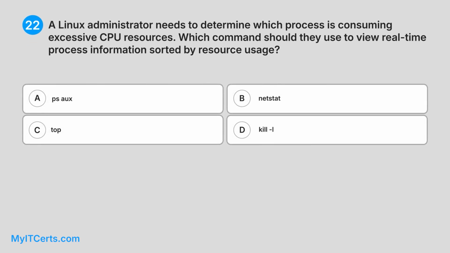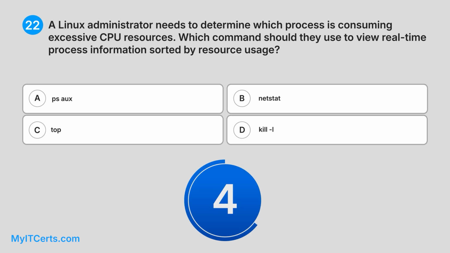22. A Linux administrator needs to determine which process is consuming excessive CPU resources. Which command should they use to view real-time process information sorted by resource usage? A. ps aux. B. netstat. C. top. D. kill -l. Can you guess the answer?